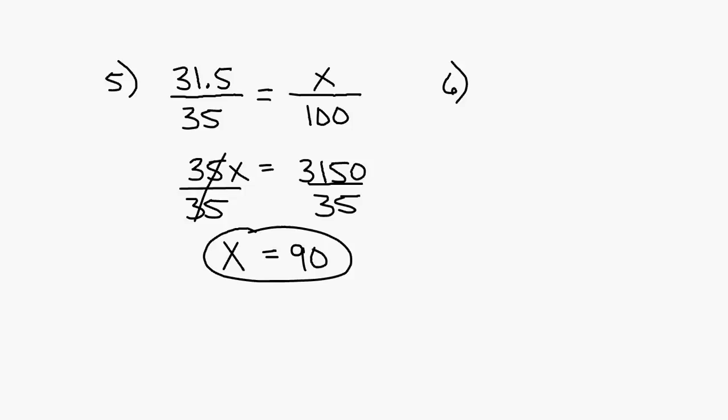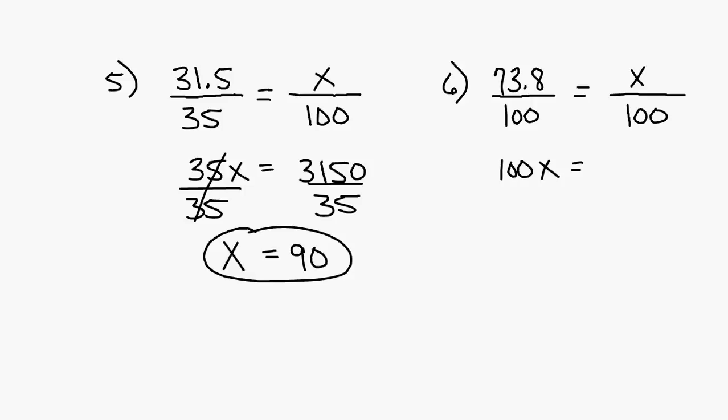Number 6, what percent of 100 is 73.8? So set up your proportion. Your is 73.8. Your of is 100. And that's equal to your percent over 100. So when you crisscross multiply, 100 times x is 100x. And 73.8 times 100 is 7380. When you divide both sides by 100, then your x is equal to 73.8.